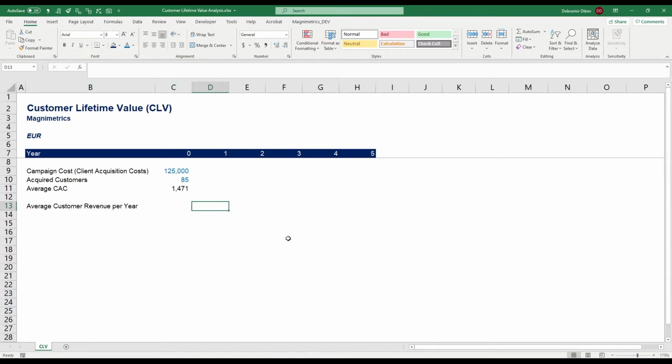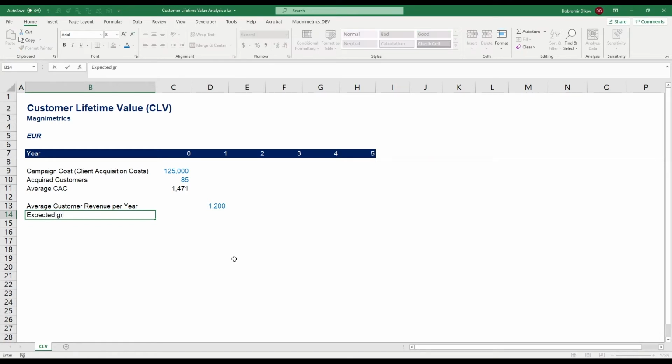This is going to start from year 1 because this is the current moment and this is what we're going to generate within the first year. I'm just going to put this as 1200 because, as we discussed, in the first year we expect 12 months with a 100 euro per month subscription. From then on, we're going to add our expected growth year on year. And from year two, this is 25%.